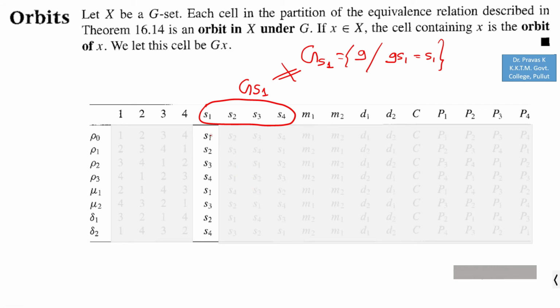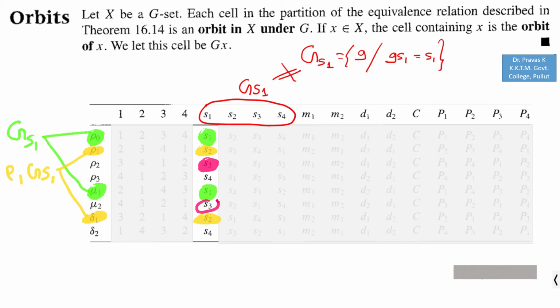We know that S1 is left fixed under the action of the group elements ρ0 and μ1, and we also know that this forms the subgroup G suffix S1. Now S1 is taken to S2 by the elements ρ1 and δ1, and we can see that this forms a coset of G_S1, and we call it ρ1 G_S1 since it contains the element ρ1. Note that there is no problem calling the same coset by the name δ1 G_S1 since it contains the element δ1.